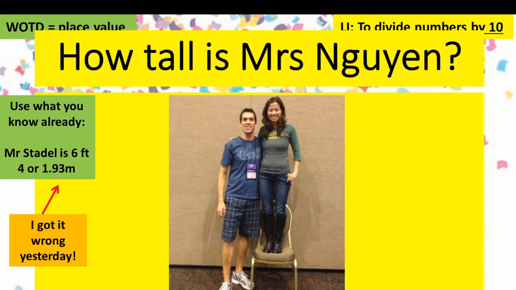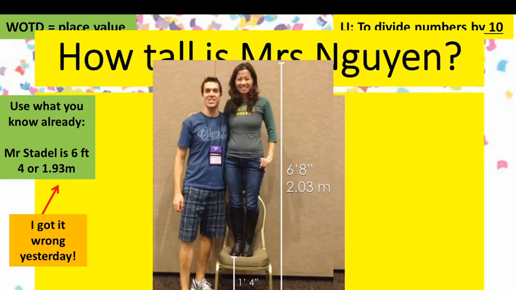Okay, so let's see how tall she is. Okay, so we've got two heights here. We have the height from the floor to the top of her head, which is 6'6" or 2.03 meters. And then we have the height from the floor to where she is standing on the chair, which is 1 foot and 4 inches or 40 centimeters, about 41 centimeters there. So what do you think we need to do to work out how tall she is?